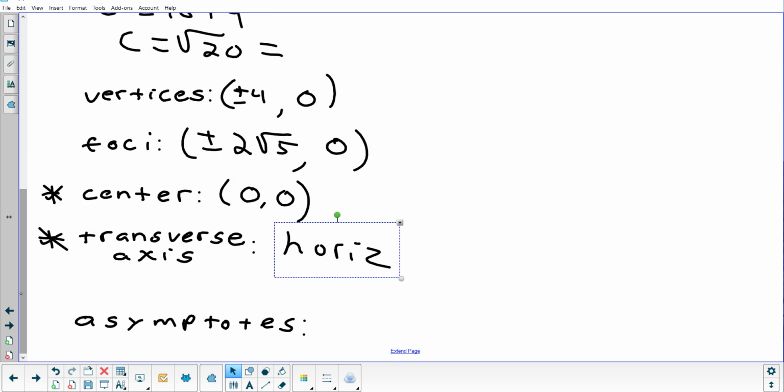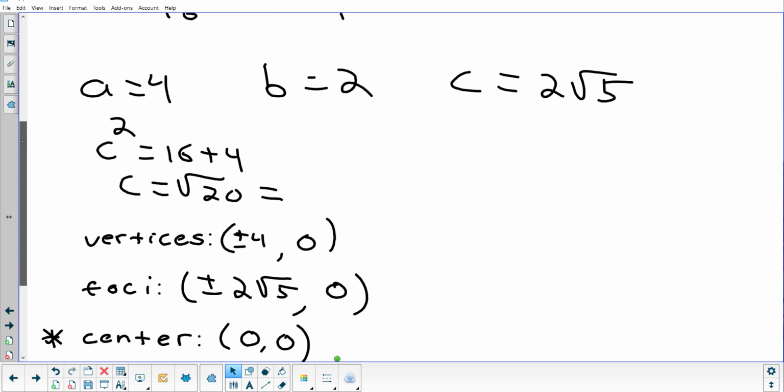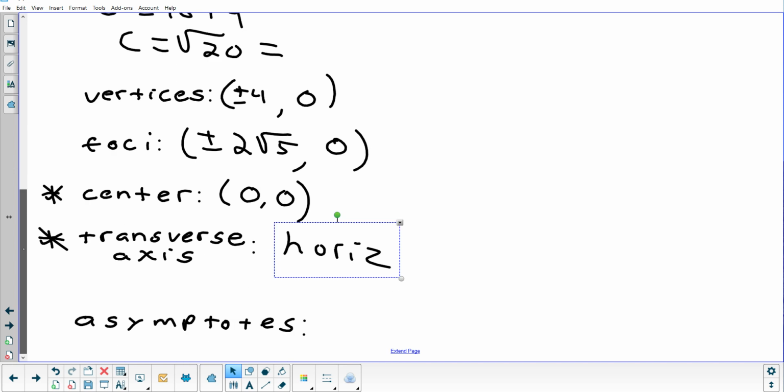Oh, asymptotes. Transverse axis is horizontal. What's the formula for slope when it's horizontal? Ethan? Y equals plus or minus B over A. Yeah, remember HBA. Horizontal, B over A.